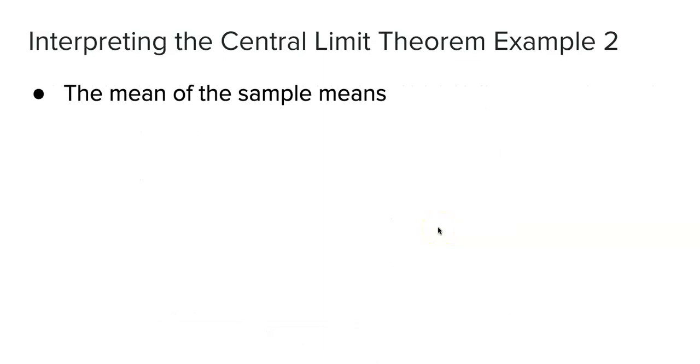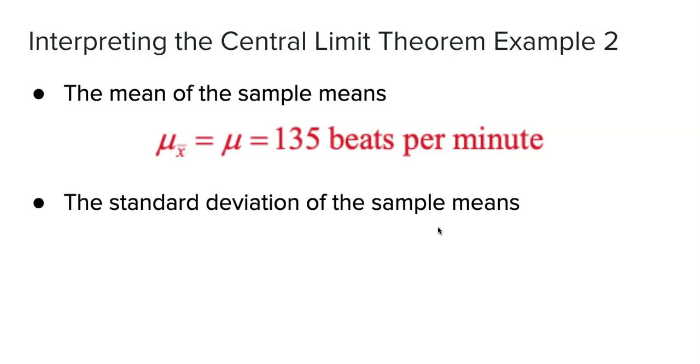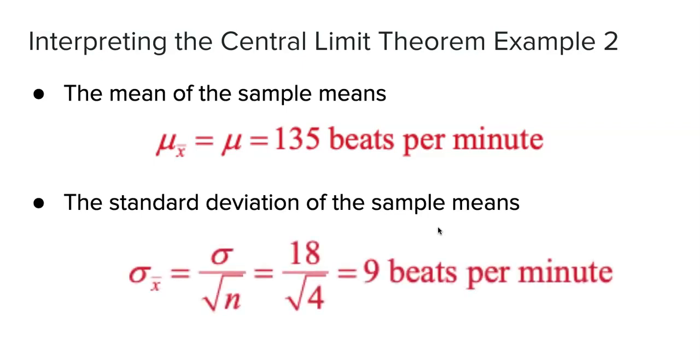Well, regardless, we can still find the mean of the sample distribution. The mean is going to be equal to the population mean, which was just given to us as 135 BPM. The standard deviation, though, this guy, we have to use the formula, right? Divide the standard deviation by the square root of the sample size. So you do 18 divided by the square root of 4. That gives you 9 BPM.